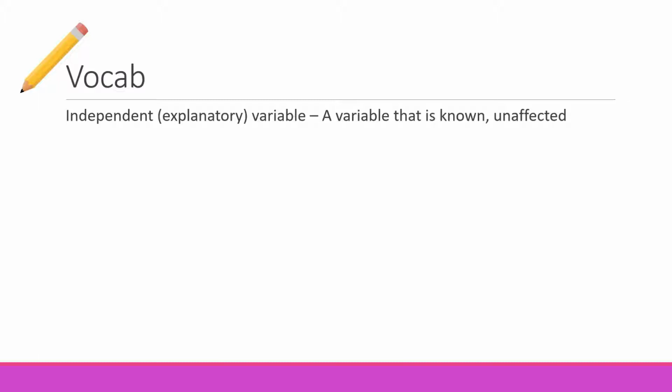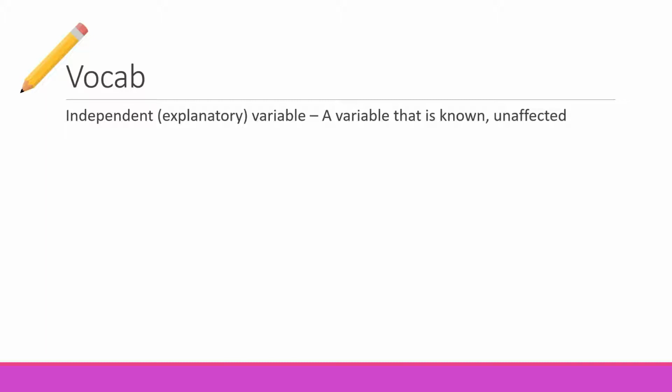The independent variable is known as the exploratory variable. It's the variable that is known. It's the variable that is unaffected. It's the variable that we measure, and it's usually the variable that we control. If you are adding in 1 ml of acid and you're looking at a change, then we are in control of the amount of acid added. So that makes it an independent variable.